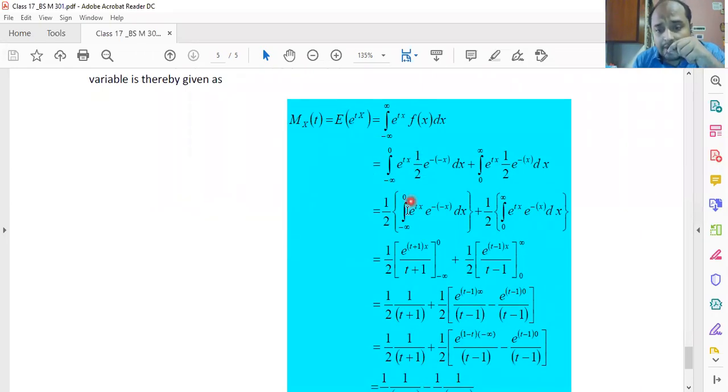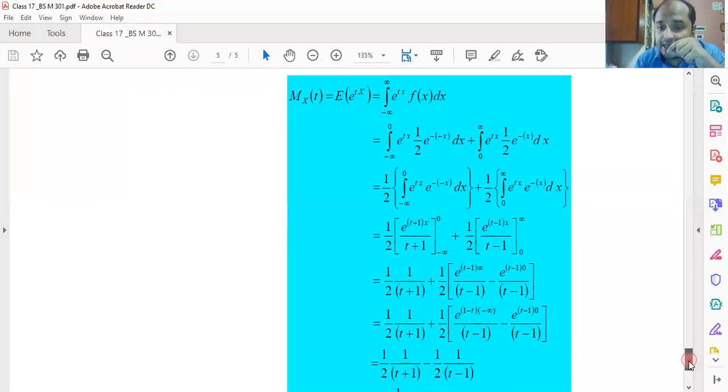So I'm writing it as minus infinity to 0 e to the power tx times e to the power x, since minus of minus x is just x, and the other part is 0 to infinity e to the power tx into e to the power minus x. If you integrate these two, you are going to get this result. Verify: e to the power (t plus 1)x by (t plus 1) ranges from minus infinity to 0, and e to the power (t minus 1)x by (t minus 1) ranges from 0 to infinity.